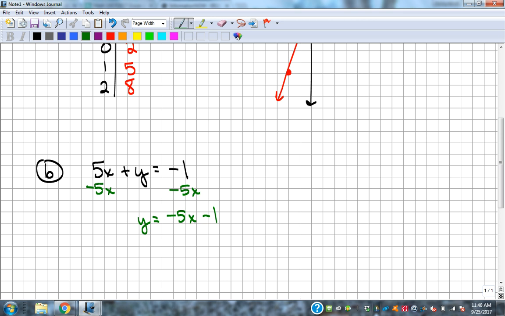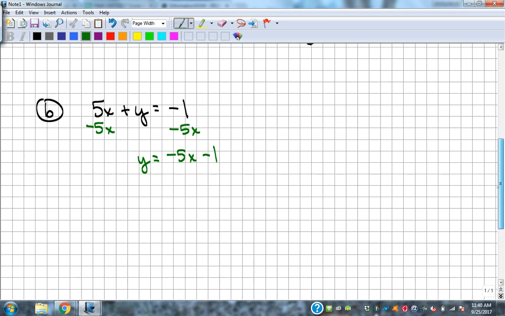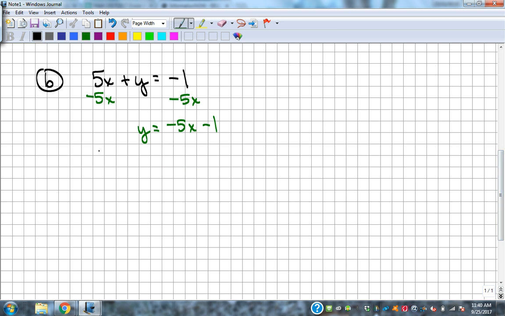But just to make it easy on yourself, I'm just going to use that same set of x values and get my graph based on that. So -2, -1, 0, 1, and 2. Okay. So if I plug in -2, -2 times -5 is +10. +10 minus 1 is 9. And then -1 gives +5 minus 1 is 4. 0 would be -1. 1 would be -6. And 2 would be -11.